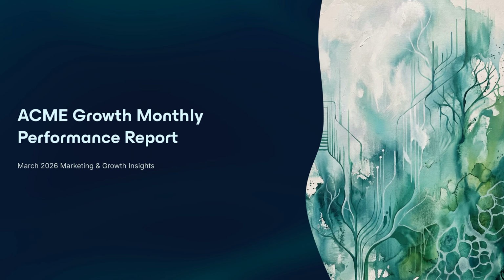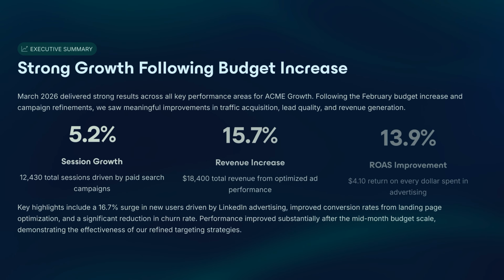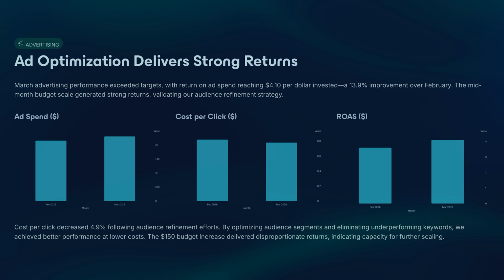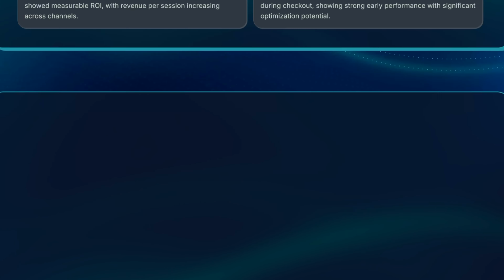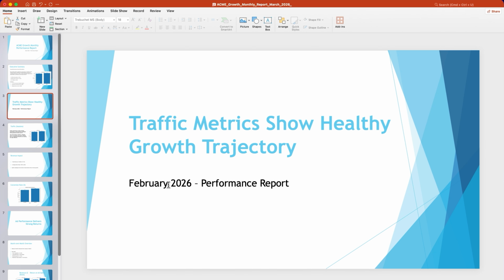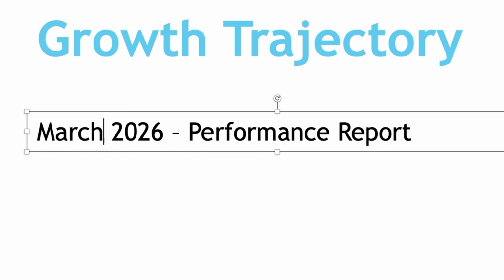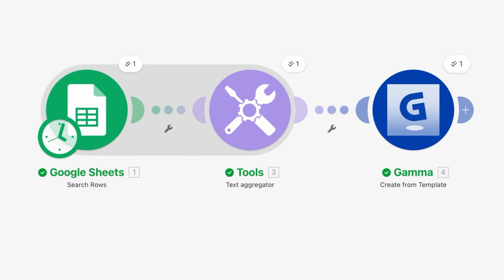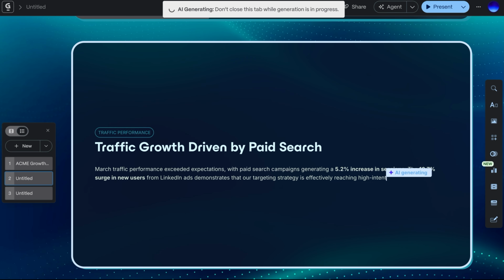That's your reporting system. Same structure, updated numbers, regenerated insights, consistent output. Instead of rebuilding decks every month, you update the spreadsheet and let the system handle formatting and presentation.